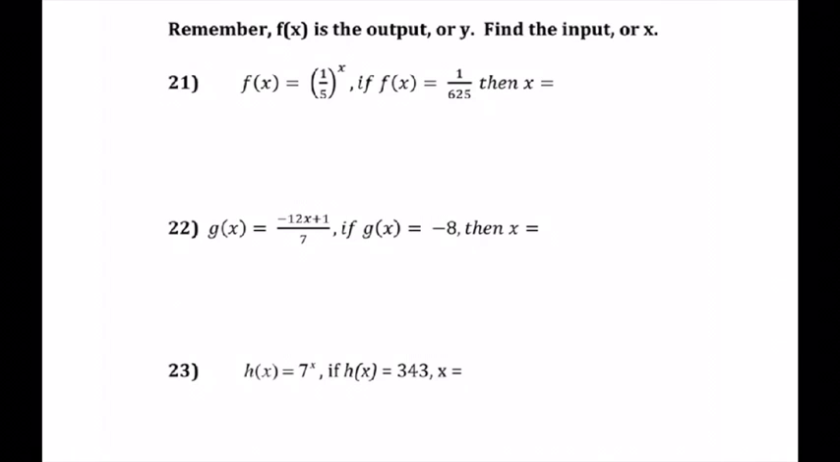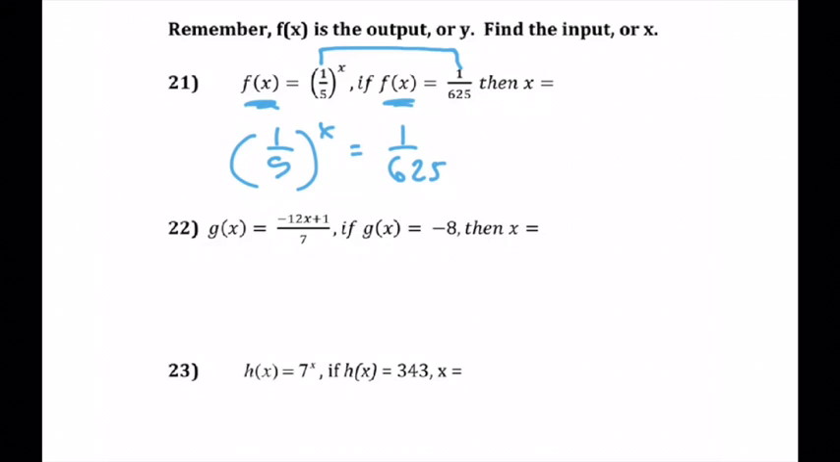Okay, for number 21, just setting that up real quickly, since f of x is equal to 1/5 to the x power and f of x is equal to 1 over 625, I would know that these two have to be equal to each other. So that's one hint that I can use to set this up. So 1/5 to the x power is equal to 1 over 625. I know that 1 to any power is 1. So the key is 5 to what power is 625. So you can just try some numbers and find the one that works. So Seth, what is it? 4. So x is equal to 4, and that's the answer.